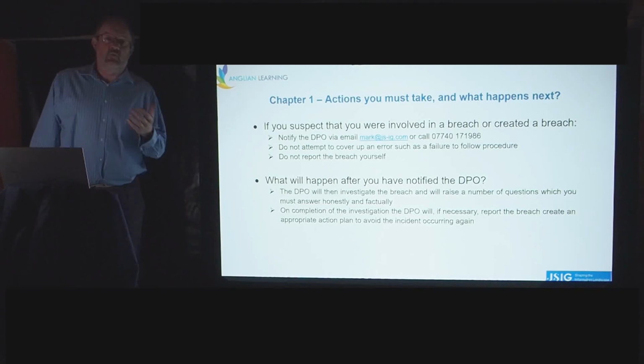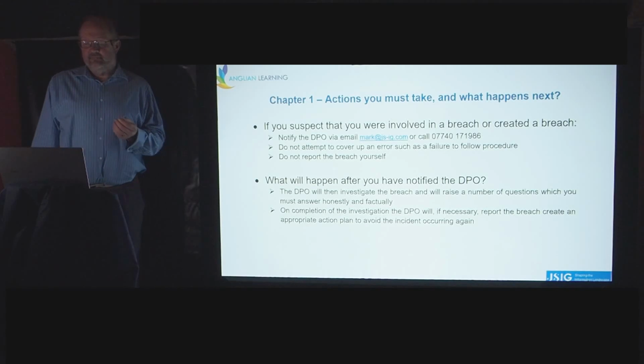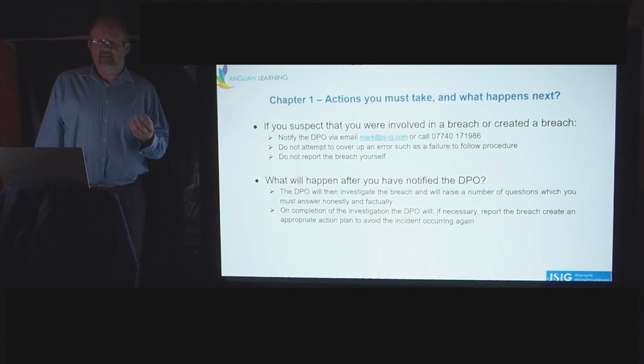What then happens once you've notified the DPO? The DPO, in this case me, will start an investigation into the breach, and it's going to raise a number of questions which you must answer honestly and factually, and they will be quite searching. Once we've completed that investigation, we will, if necessary, report it to the ICO and the data subjects. If it's not reportable, we will still draw up a plan that will help to avoid that breach happening again.